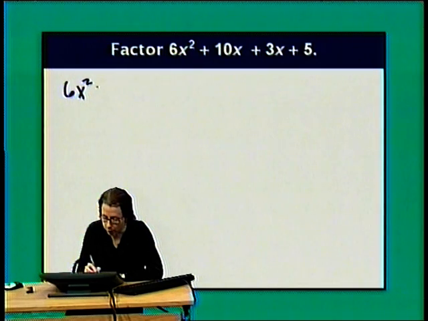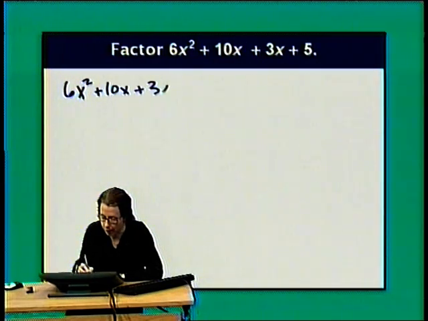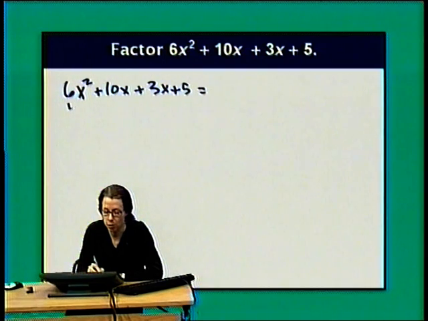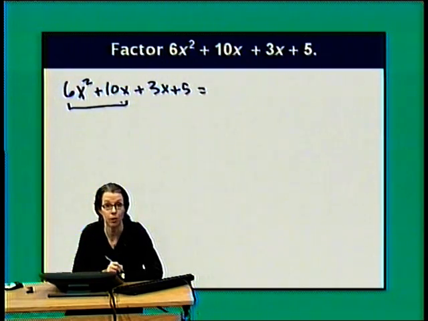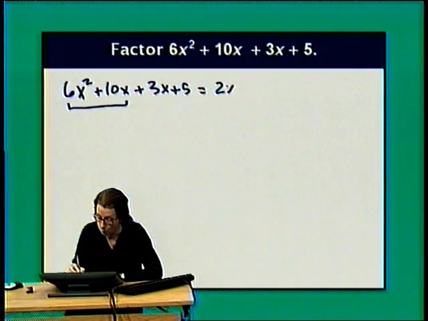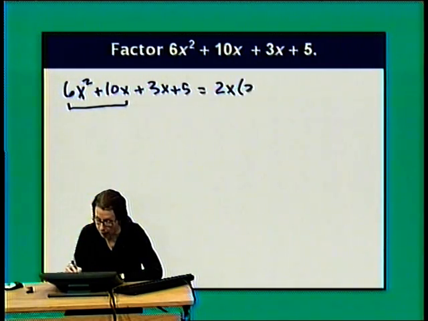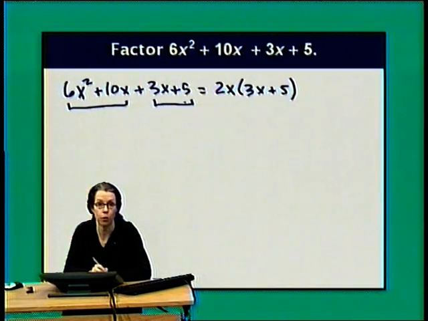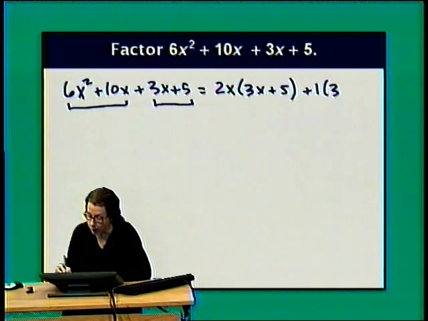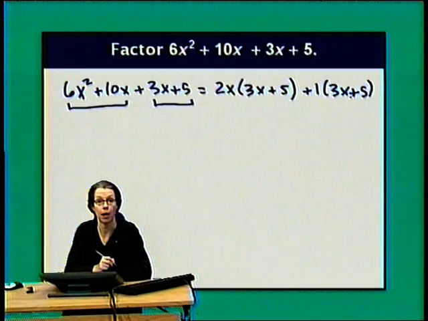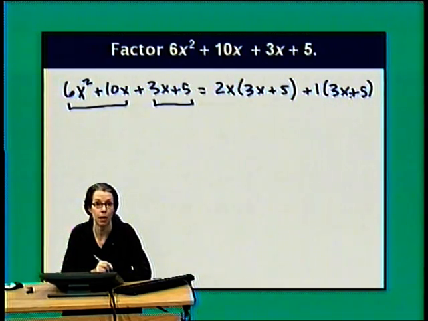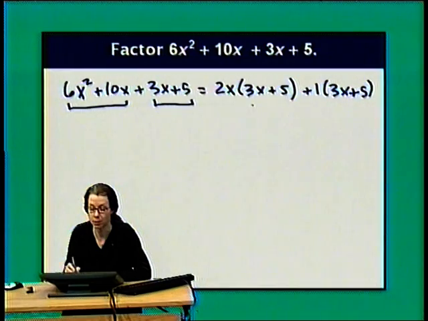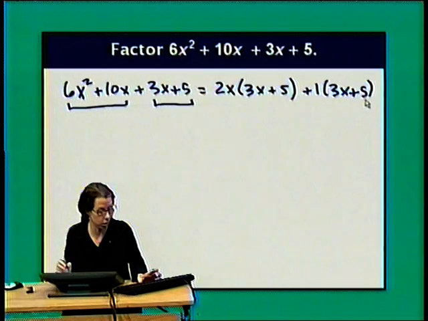So 6x squared plus 10x plus 3x plus 5. I notice that the first two terms have a common factor of 2x. When I factor that out, I leave behind a 3x plus 5. Now look at what I have for my third and fourth term. I have 3x plus 5. Well, I can factor out a 1, and that leaves behind 3x plus 5. Just doing a check at this stage of the game, using the distributive property, 6x squared plus 10x plus 3x plus 5, everything looks good.